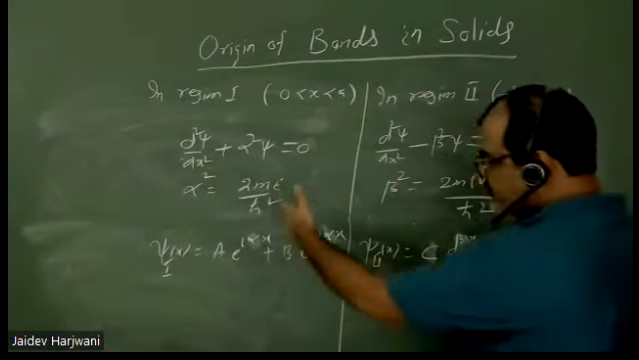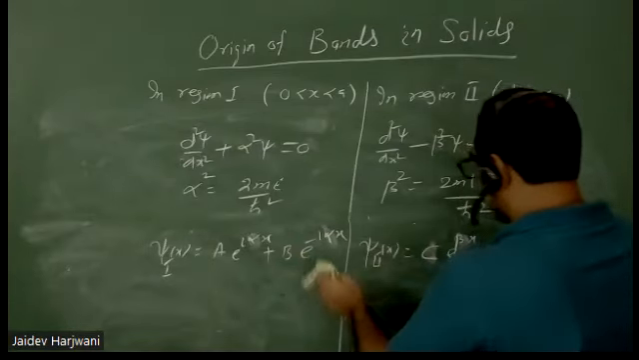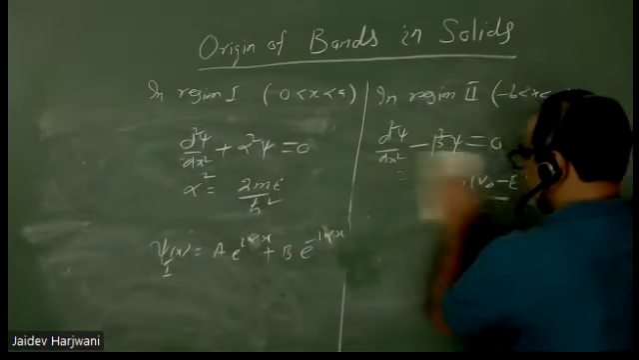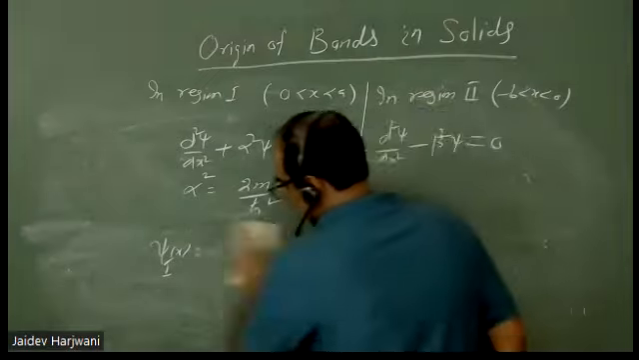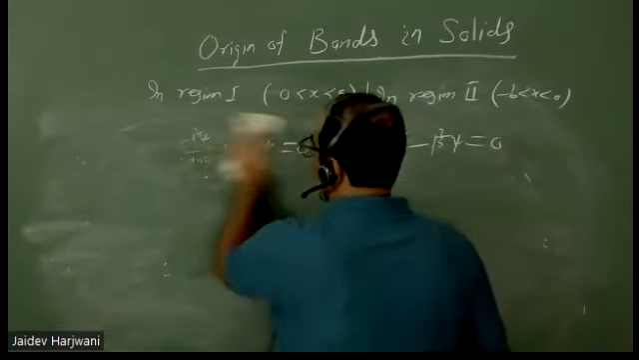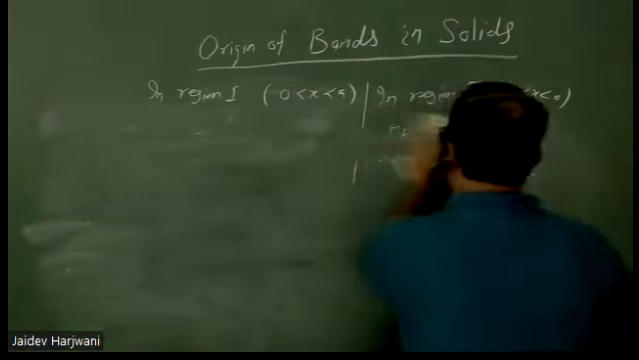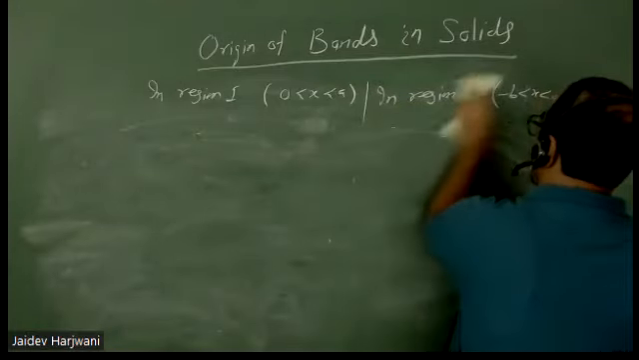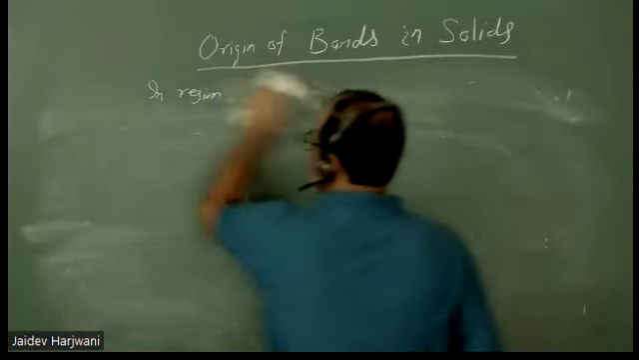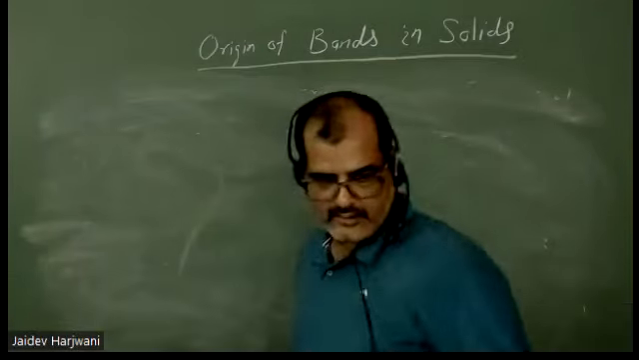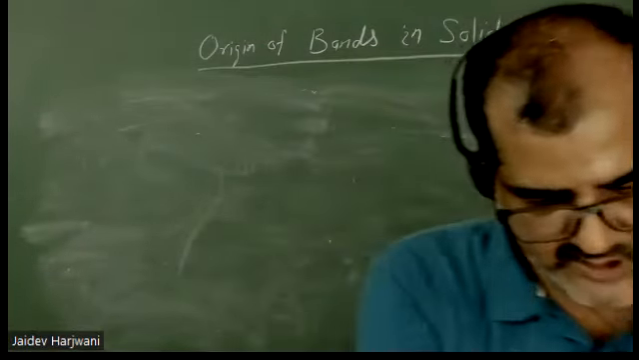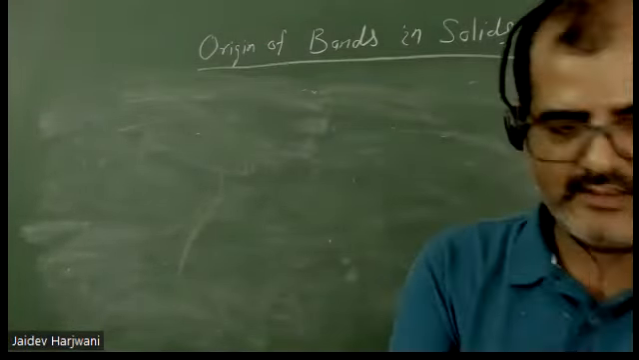So when we solve these equations, what we get, that final answer I'm writing here, which will explain why we get bands. When we solve these equations, then what do we get?